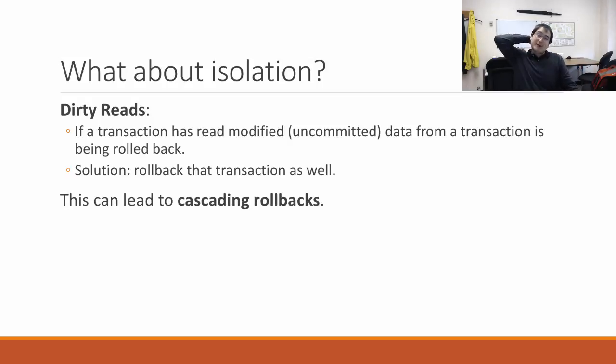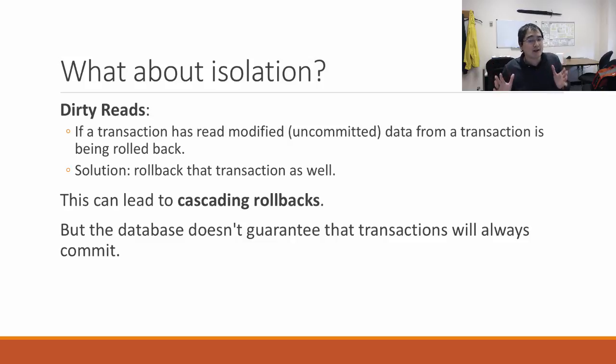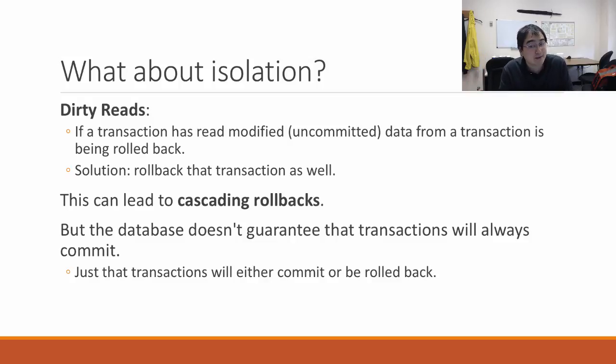And so this can be a problem, but in reality, the database never promised that once you start a transaction, you'd be able to commit. It just promised that you'd either be able to commit or nothing would happen at all. So the database uses this ability to roll back other transactions to ensure safety. Once again, the only promise the database makes is that a transaction will either commit or be rolled back. And if the database has to roll back other transactions for safety, it will do so.